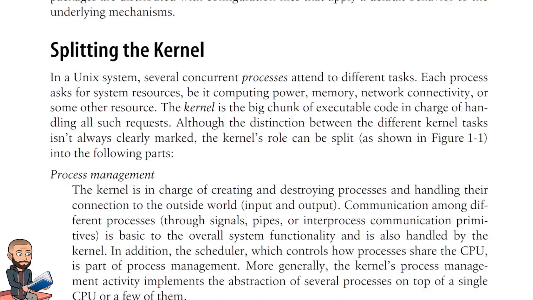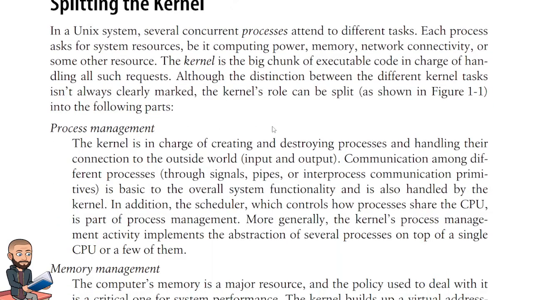Okay, so splitting the kernel. In a Unix system, several concurrent processes attend to different tasks. Each process asks for system resources, be it computing power, memory, network connectivity, or some other resource. And the kernel is the big chunk of executable code in charge of handling all such requests. Although the distinction between the different kernel tasks isn't always marked, the kernel's role can be split.